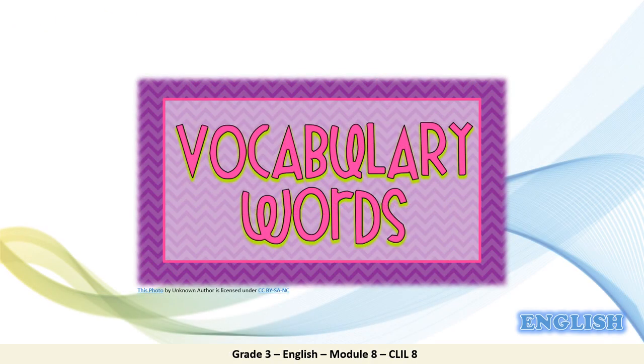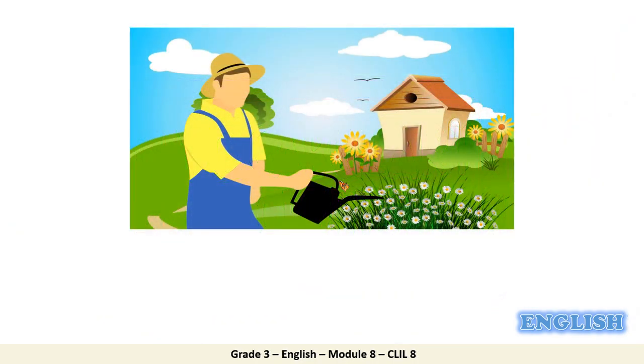Let's start our lesson by introducing the new vocabulary. Starting with our first vocabulary word. Look and think. Where's the man? Good job. He's in his garden. What do we usually have in our gardens? You are right. Flowers, grass, and trees.